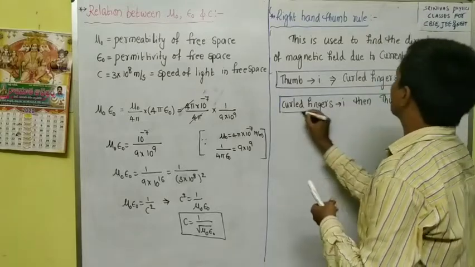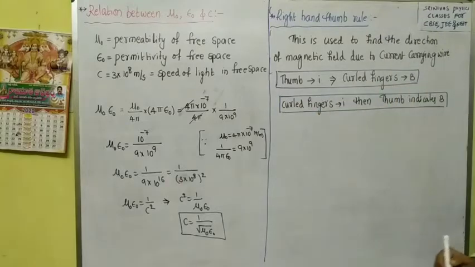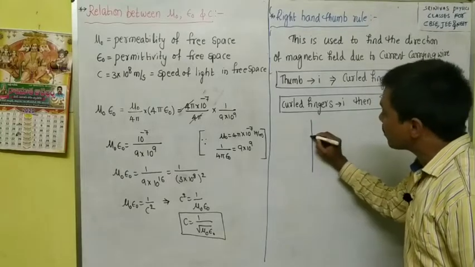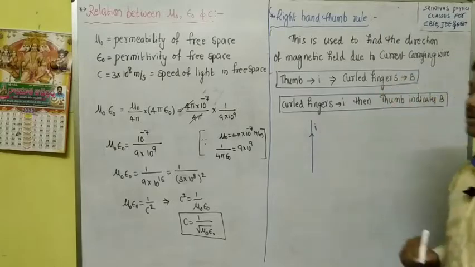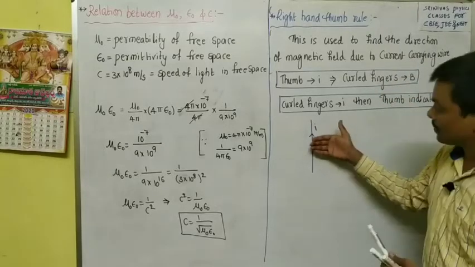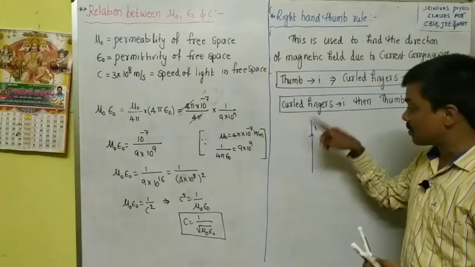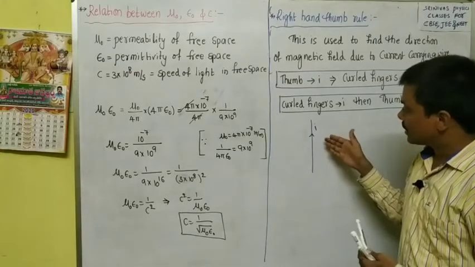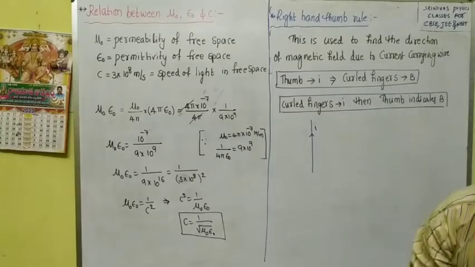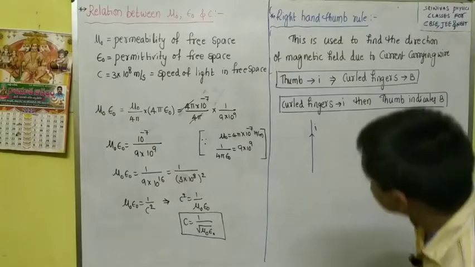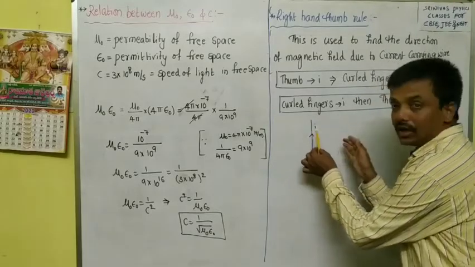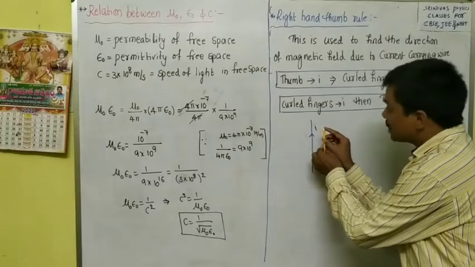Let us draw some diagrams related to this. Here we are taking a current carrying wire with the current in the upward direction. I want to find the direction of the magnetic field. Look here, the tip of my pen is upward, that means the current is upward.